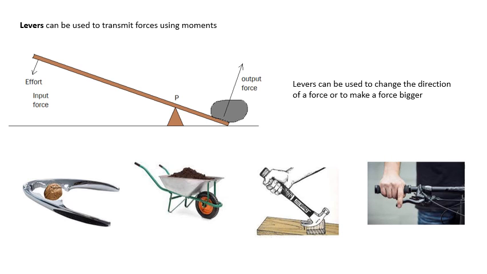Here are some examples of levers. A nutcracker is being used as a force multiplier. In the wheelbarrow, yes, we're lifting a heavy load. It's a force multiplier. And the claw hammer. And lastly, the brake lever on a bicycle is a lever. And that's being used as a force multiplier as well.